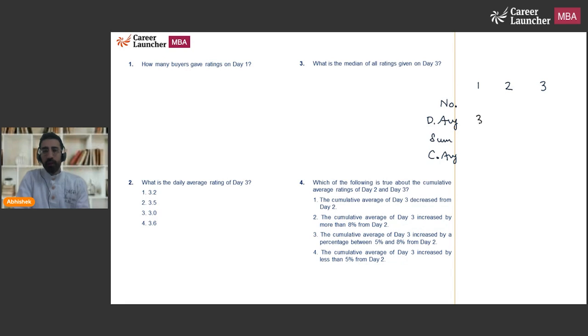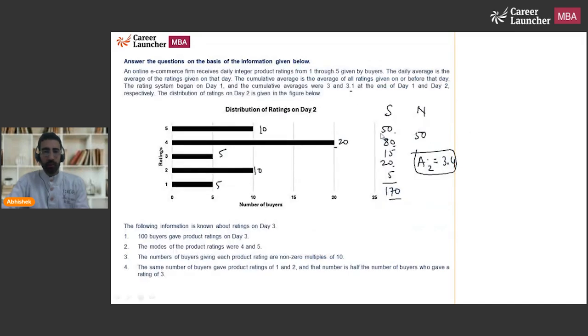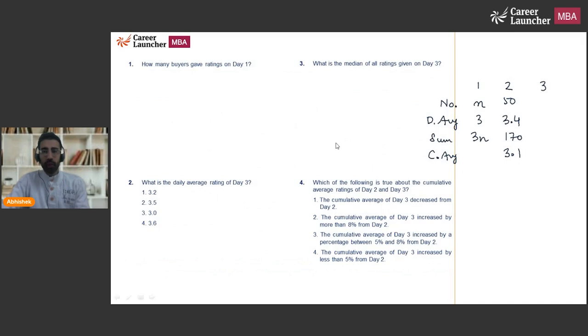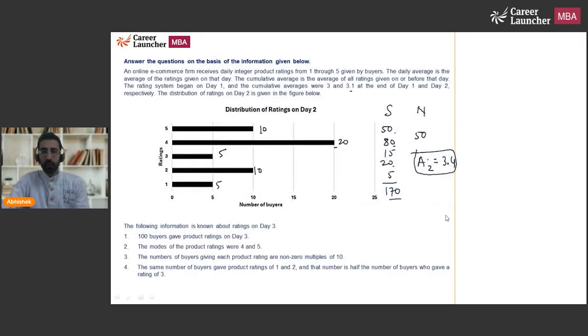So if my daily average for day 1 is 3, and my number here were to be n, the total sum would be 3n. My daily average for day 2 is 3.4. Another number is 50. You just calculate all that. Sum is 340. Cumulative average after day 2 is 3.1. Is not what the question says. Yeah. So what is cumulative average? Cumulative average for day 3 after day 2 is going to be. I'll use this space for solving.